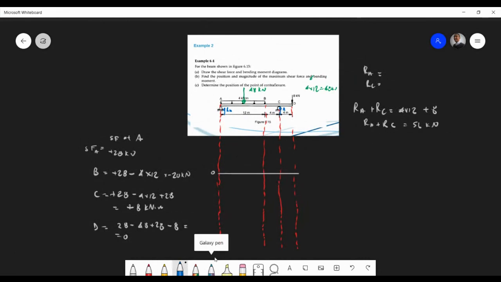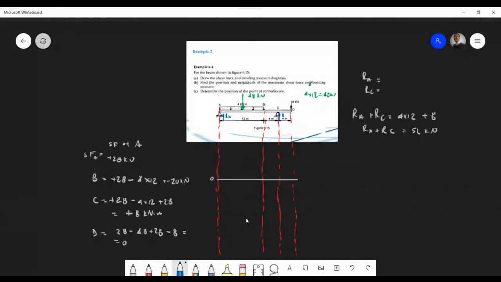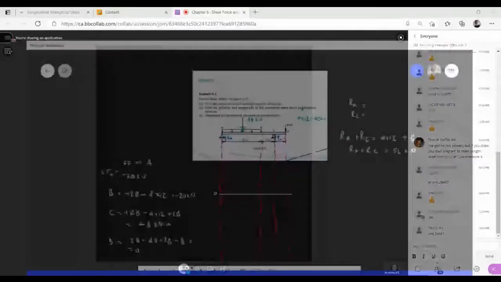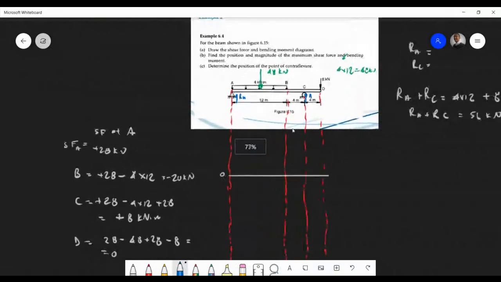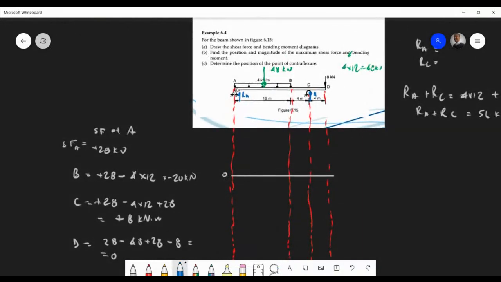I was asking, did you get 8 or 28 for C? That's 8. It should be 8. So just checking that, Elisa. At C, remember you have 28 going up, right? And you've got minus 4 times 12, which is 48 going down. And then at C, you've got another 28 coming up, remember? So 28 times 2, both positive, minus 48. It's 8. You got it?